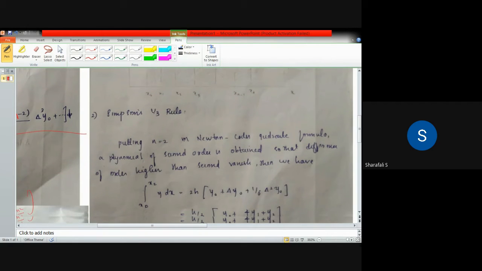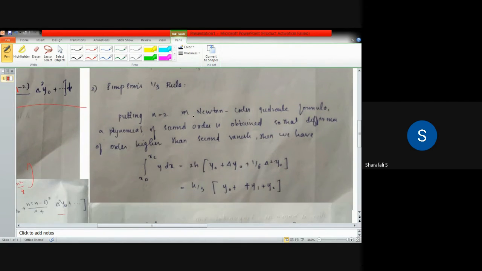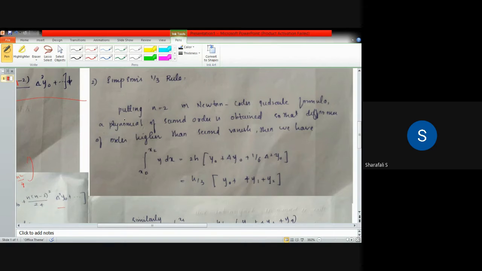Now let us consider Simpson's 1/3 rule. In Simpson's 1/3 rule, just put n equal to 2 in Newton's quadrature formula, and that will give you an equation like this. As we discussed earlier, if you put n equal to 2 in that equation, it goes from x0 to x2. Why is it going from x0 to x2? Because you are considering n equal to 2.